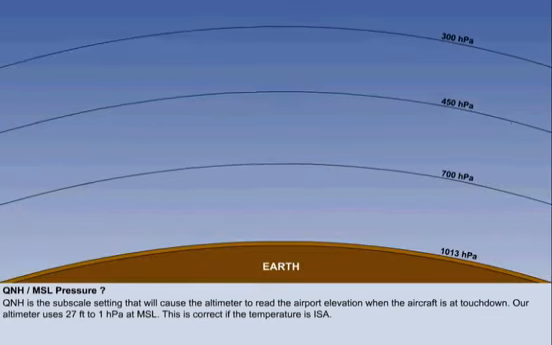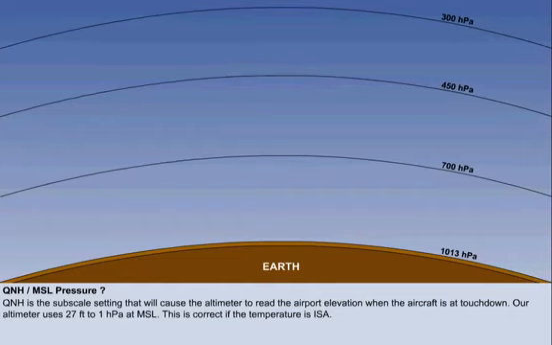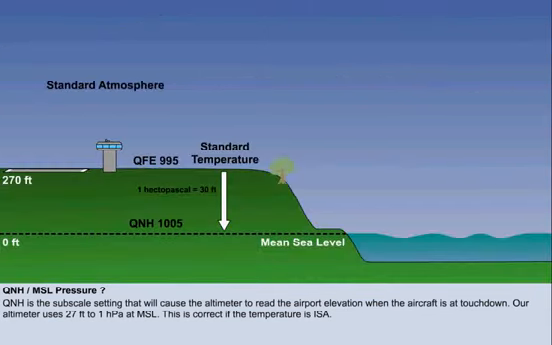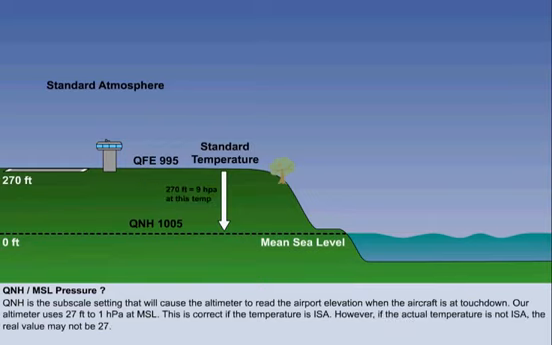However, remember that we said that temperature changes cause the pressure layers to expand in width. Suppose that we had such a high temperature that 30 feet of this warmer air was needed to change the pressure by 1 hectopascal. In that case, 270 feet of elevation would change the pressure by only 9 hectopascals down at sea level. So the actual pressure at mean sea level would be 1004. We call this the QFF, and you will learn more about it in meteorology.